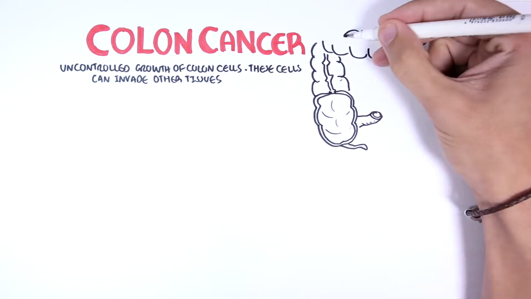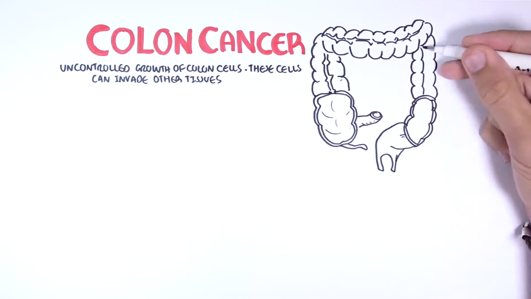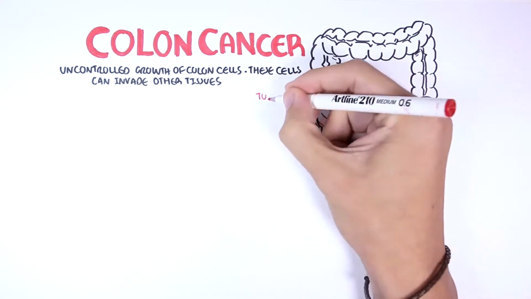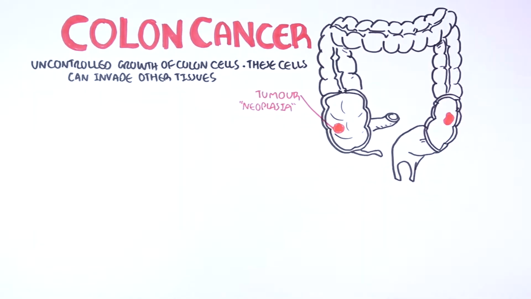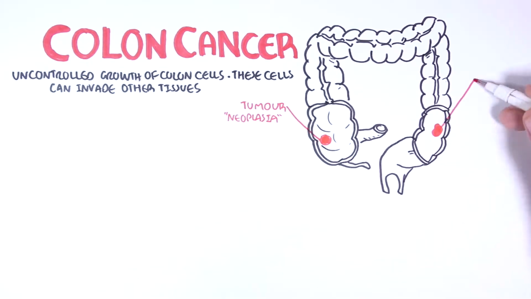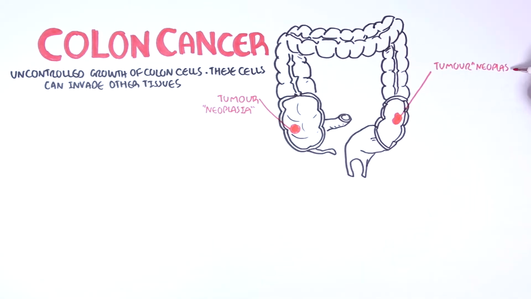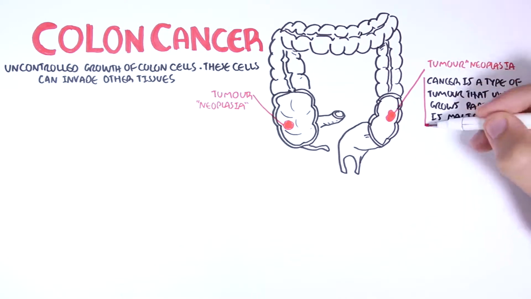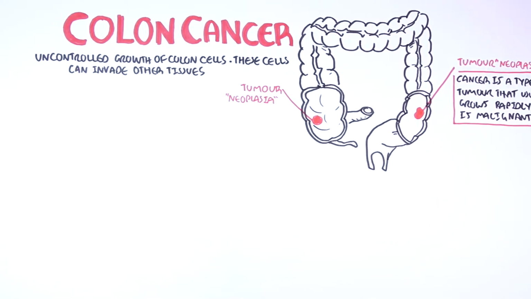So let us look at an example. Here we have a colon. These red mushy looking things are tumors. Tumors are abnormal growths. Neoplasia is another word that is used interchangeably with tumor. Neoplasia essentially means new growth. Now, cancer is a type of tumor that usually grows rapidly and is malignant. So what does malignant mean?